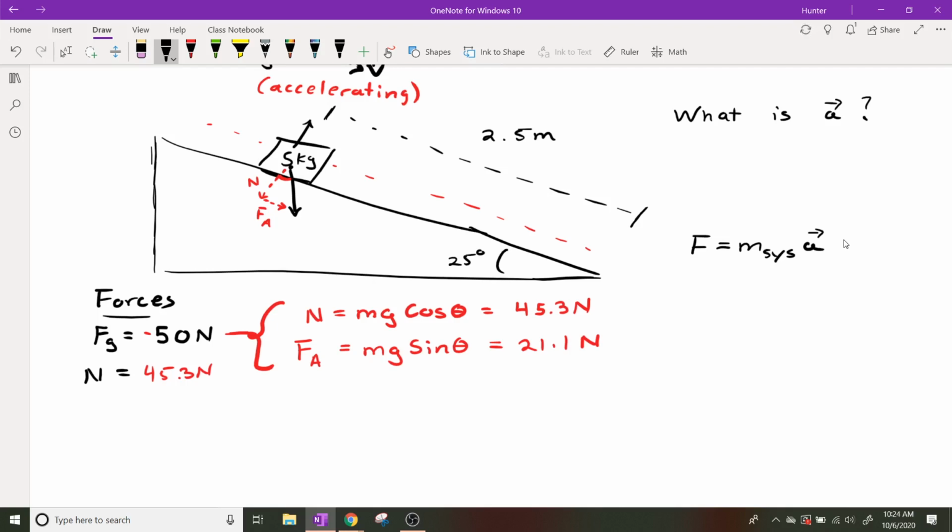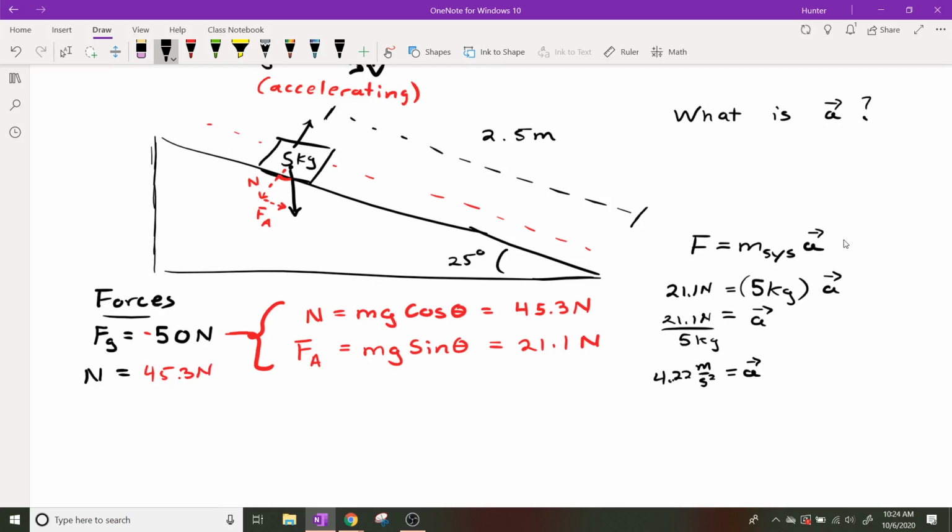What is the mass of our system? It's only because I've made a ton of mistakes before. So 5 kilograms, and then times the acceleration. The FA is what we're going to be using, the accelerating force. So 21.1. The acceleration is going to end up being 21.1 newtons divided by 5 kilograms. 4.22 meters per second squared. Seems reasonable. Good.